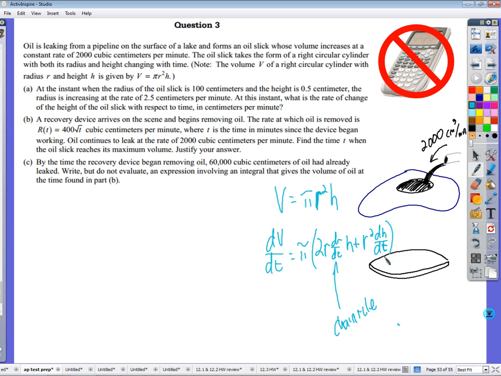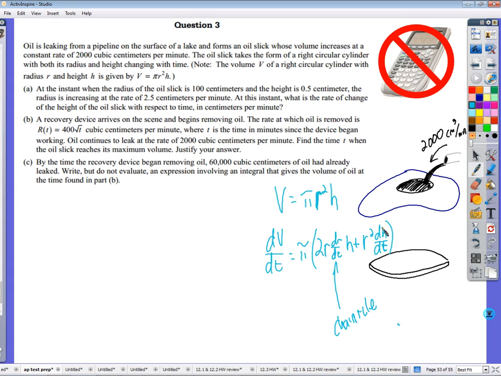Let's see. The radius is increasing at 2.5 centimeters per minute. At that instant, what is the rate of change of the height of the oil slick with respect to time? Well, look, what's dV/dt? Which is 2,000 centimeters cubed per minute. We're told what r is, what dr/dt is, what h is. Looking for dh/dt, there's only one thing left. It's a variable, so we solve for it by itself.